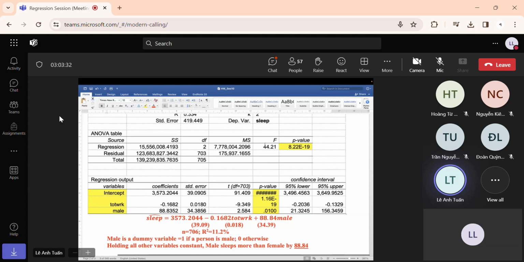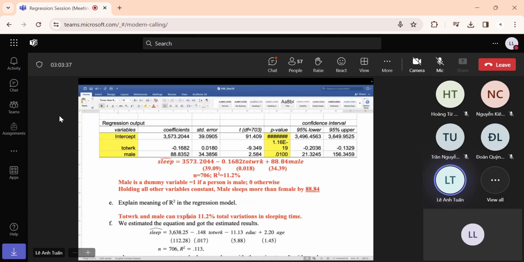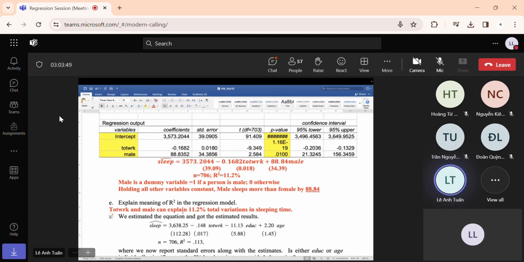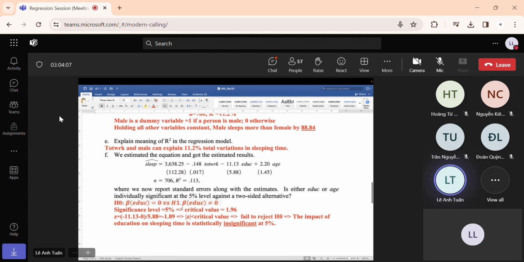That is the dependent variable here. Actually, there are so many variables that may influence the sleeping time, for example the hobby, the sport, or the job type. We do not include them in the model. In our model we only include total work and male, and the two variables only account for 11.2%. Any question?